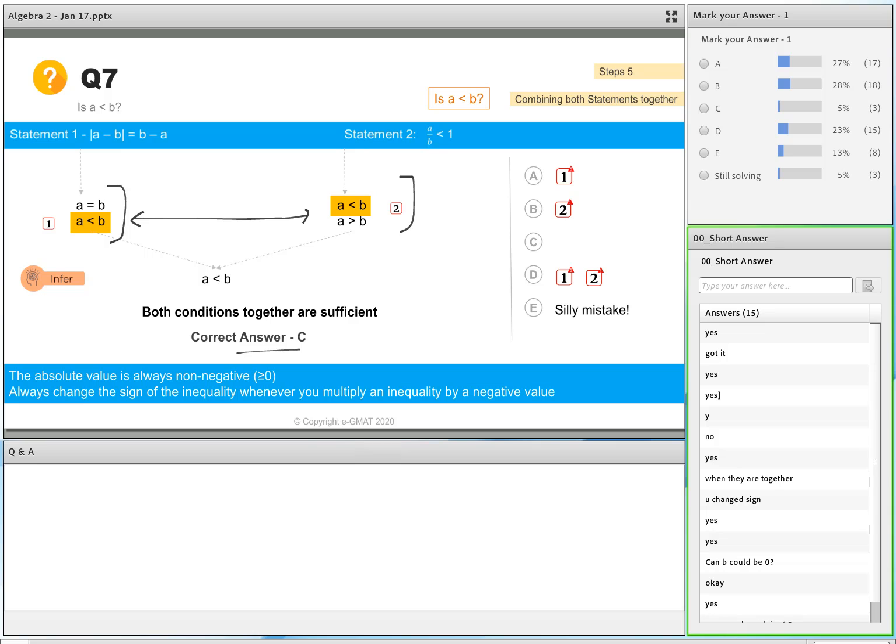Perfect. So from the first statement, what did we get? Just give me one moment. When are they together? This is yes, before I change the sign again, because b is a negative number, right? Now, from the first statement's analysis, what did we find out? Either a is equal to b or a is less than b. From the second statement's analysis, what did we find out? A is either less than b or a is greater than b. So what is the common part in both of these? The common part is marked in yellow, which is when a is less than b. Is it clear to you?